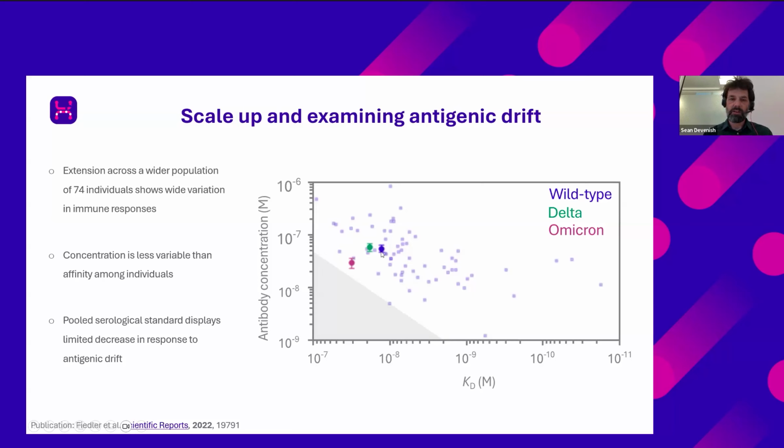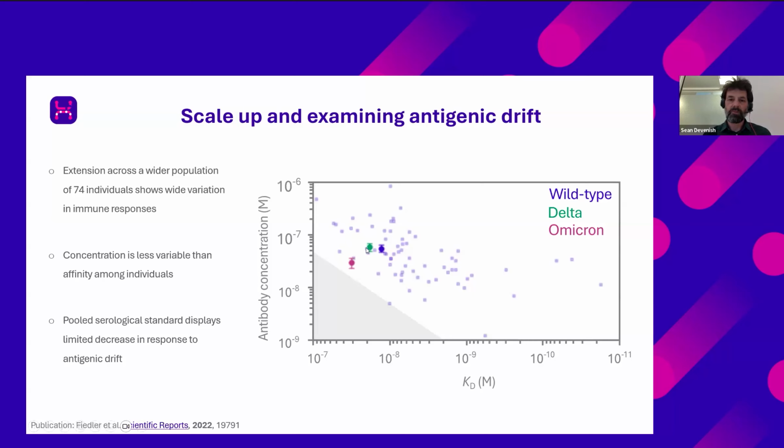We did add to this, however, a pooled serological standard. These points shown as circles are the World Health Organization serological standard, measured against 3 different variants: wild type, Delta, and Omicron, where the squares are all measured against the wild type virus. What we see as we move from wild type to Delta for this pooled sample is about a 2-fold decrease in affinity, but no change in concentration. So all the antibodies are still binding, they're just on average binding a bit less efficiently.